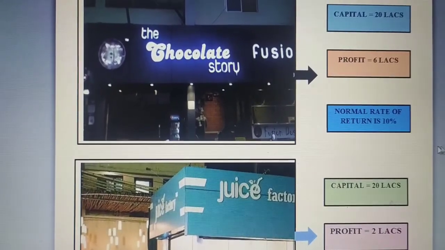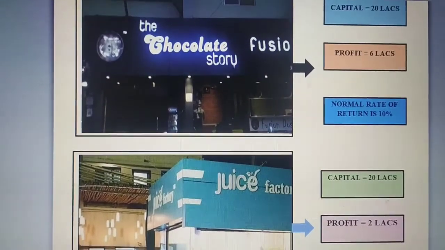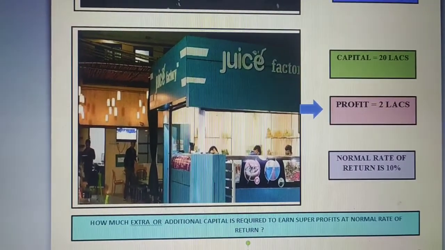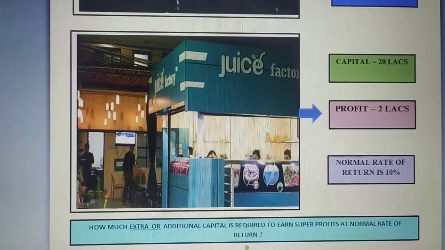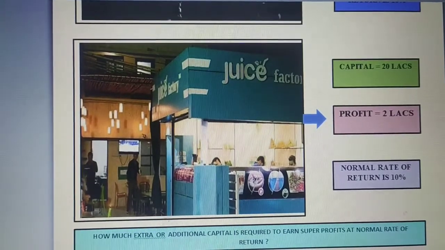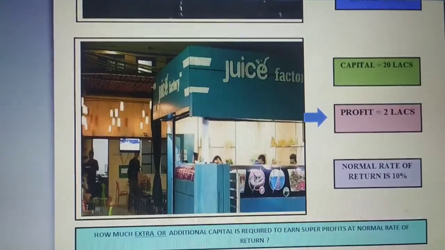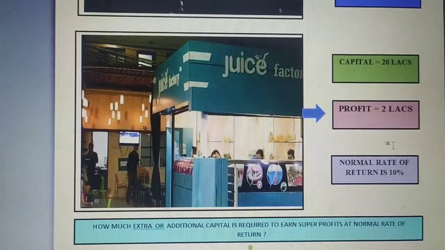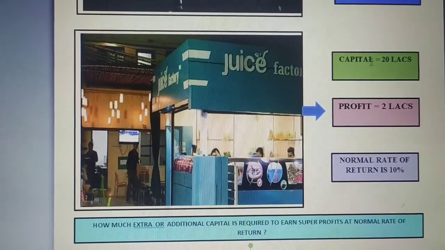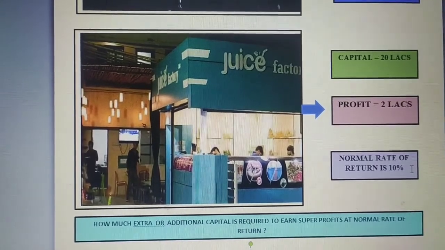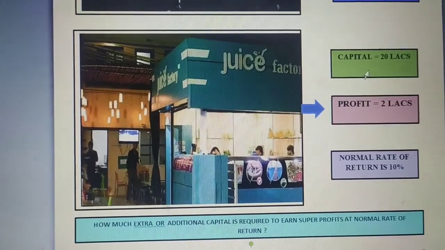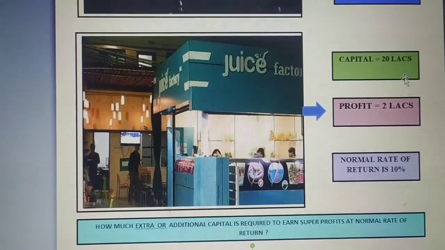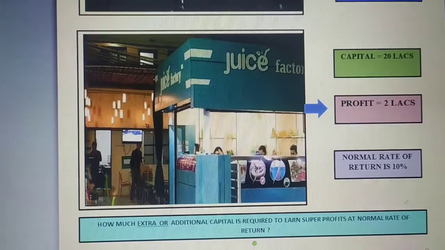Moving on to the next food joint, which is Juice Factory. Their capital investment is 20 lakhs. Profit they are earning of rupees 2 lakhs. Normal rate of return is 10%. As you can see, Juice Factory is earning normal profit. Because their normal rate of return is 10%, capital investment is 20 lakhs. So if you calculate 10% of 20 lakhs, the return they are getting is 2 lakh, which is the normal profit.